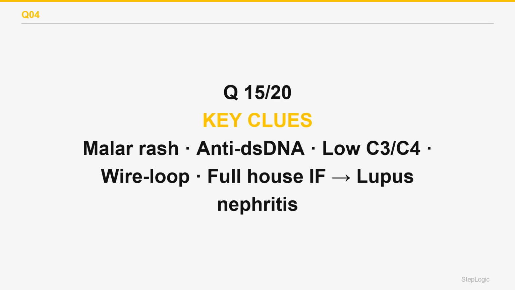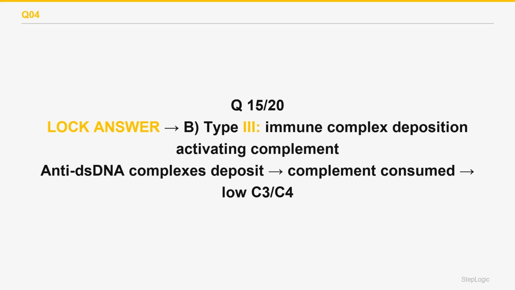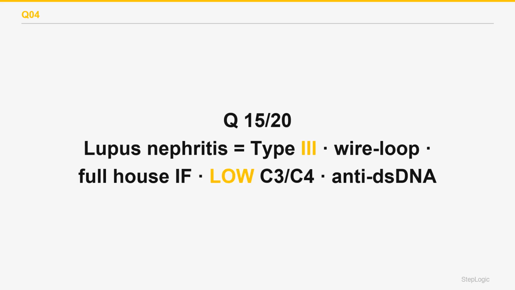Immunofluorescence lights up with everything: IgG, IgA, IgM, C3, and C1q, the full house pattern. The low complement is the key physiologic clue separating immune complex disease from pauci-immune ANCA vasculitis, choice E, which has normal complement and no deposits. Choice A, anti-GBM, is linear, not full house granular. The full house pattern with low complement and anti-dsDNA is specific for lupus nephritis.